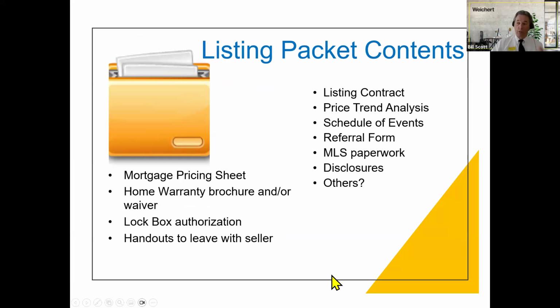Listing packet. You want to have your mortgage pricing sheet, which is a sheet that shows a nice picture of the house. Get with your lender. They should be able to provide this for you, based on current interest rates and different forms of financing. Depending on the house, it might be conventional 10% down, conventional 20% down, VA, or FHA. They can create a sheet that shows this home listed for this price, this down payment, and this would be the monthly payment, okay?